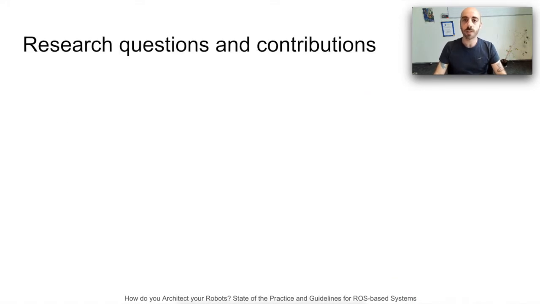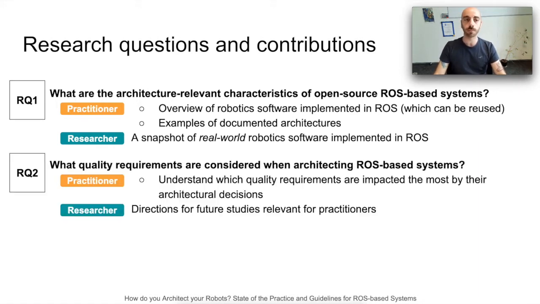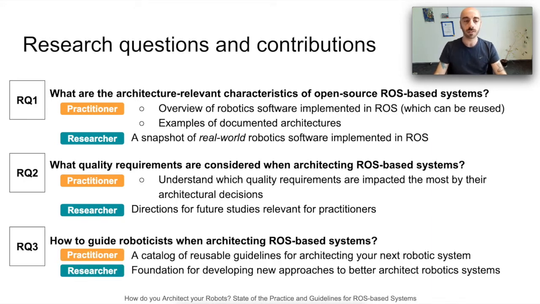The main research questions of this study are three. The first one is, what are the architecture-relevant characteristics of open source ROS-based systems? This helps both practitioners and researchers in getting an overview, or let's say a snapshot, of real-world robotic software implemented in ROS. The second research question is, what quality requirements are considered when architecting ROS-based systems? And the third research question is, how to guide roboticists when architecting ROS-based systems?